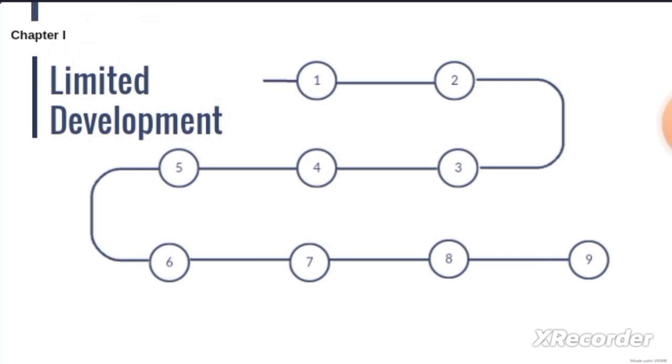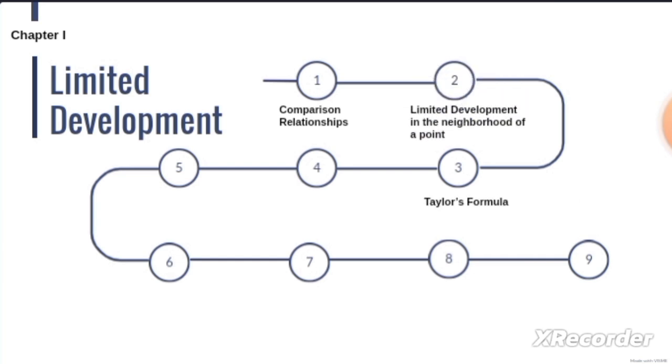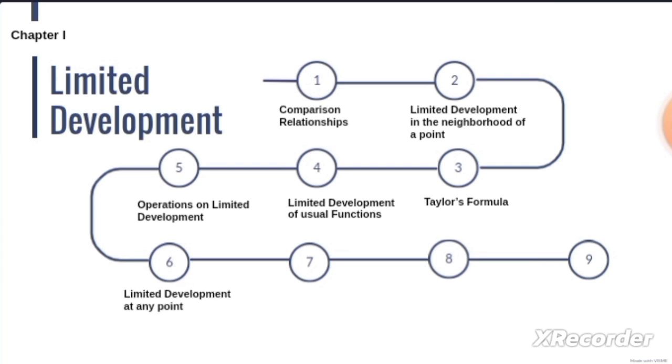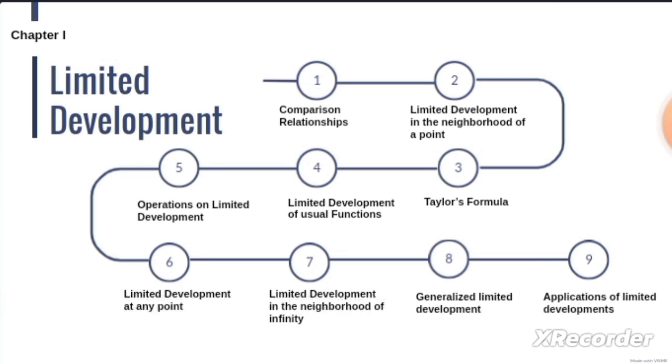During this chapter, we will explore: 1. Comparison relationships, 2. Limited development in the neighborhood of a point, 3. Taylor's formula, 4. Limited development of usual functions, 5. Operation on limited development, 6. Limited development at any point, 7. Limited development in the neighborhood of infinity, 8. Generalized limited development. Finally, some applications of limited developments. Limited developments are very useful for finding the limits of functions, studying indeterminate forms and the position of a curve relative to its tangent.